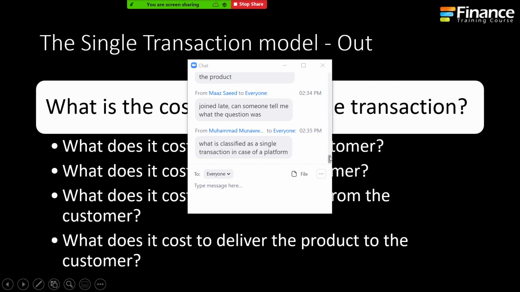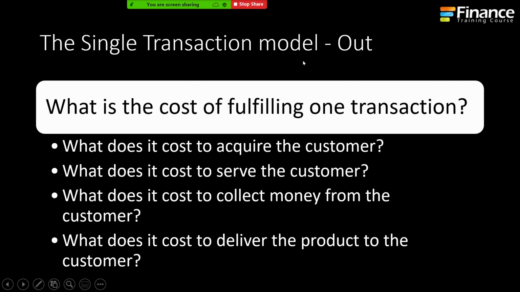That's an interesting question, Munawar. What is classified as a single transaction in case of a platform? So one leg. Let's say a platform has two legs, if you're a matchmaker bringing buyers and sellers together, or bringing workers, specialists, consultants and doctors together with their customers and clients. One leg of this transaction would constitute a transaction as far as unit economics is concerned.